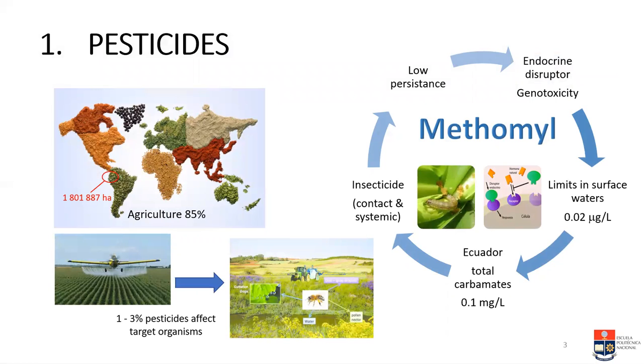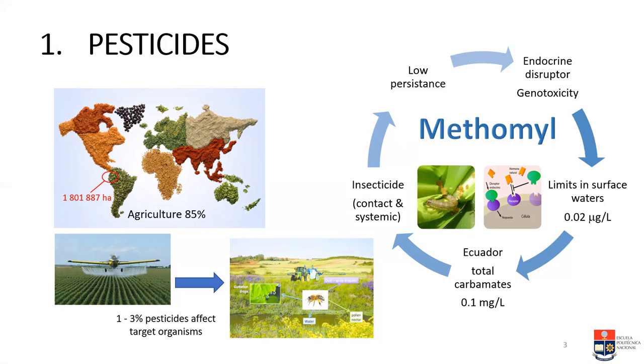Agriculture is the activity that uses the most pesticides, whose main purpose is the management of pests and diseases that could reduce crop yields. However, only a small portion of the pesticides applied affect the organisms that were intended to be eliminated. Actually, a larger portion could go to the environment and can contaminate the environment.